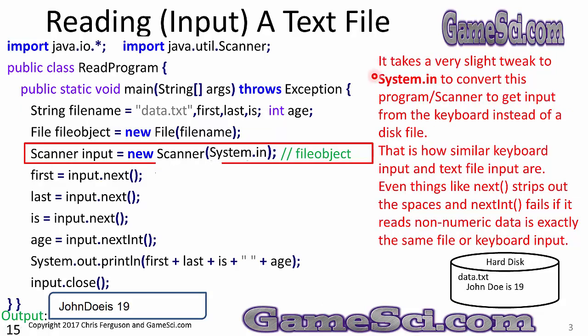It takes a very slight tweak to System.in to convert this program's scanner to get input from the keyboard instead of the disk file. What I'm showing you here in a red box is just a reminder of what we used to do with the scanner. You used to use System.in to get input from the keyboard. If I changed this program to use System.in, notice how similar keyboard input and the text file input are. Even things like next strips out the spaces and nextInt fails if it reads non-numeric data, exactly like the same file or keyboard input. You could run this program now, and now it would be getting input from the keyboard instead of the file.